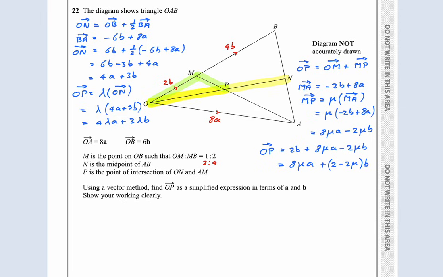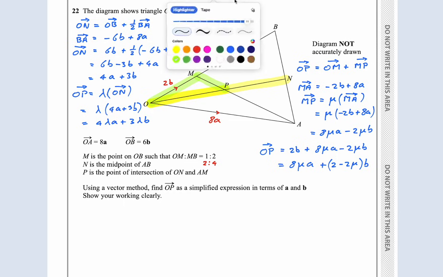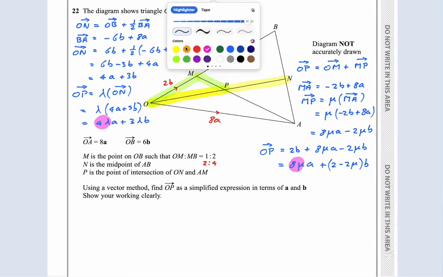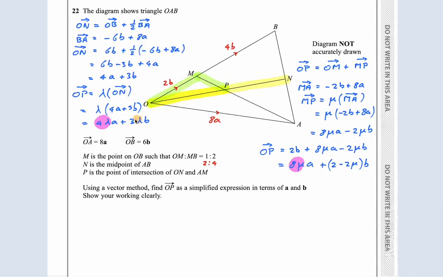Okay, now this is the next tricky bit. I equate the, let me pick a different color, I equate the A's, so these are the A's, 4 lambda and 8 mu, so they have to be equal because both of these are OP, and I'm going to equate the B's, so 3 lambda has to equal 2 minus 2 mu.